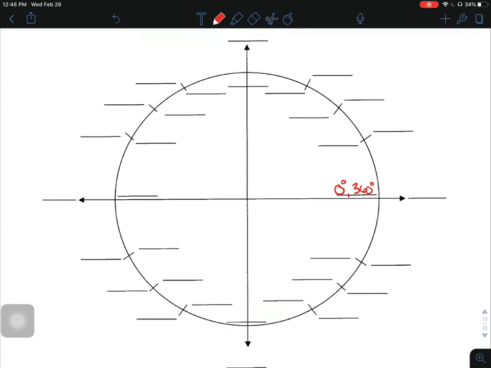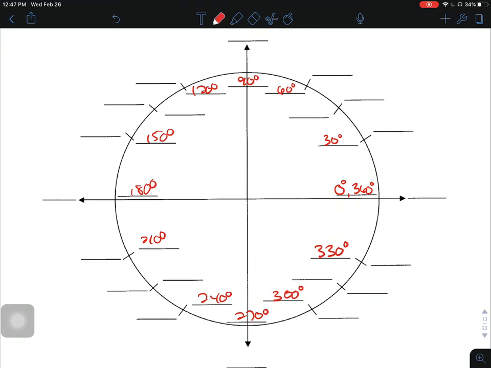If we count by 30s, we're going to have 30 degrees, 60 degrees, 90 degrees, 120 degrees, 150, 180, 210, sorry, I threw a 45 in there, and then 240 degrees, 270, I'm just adding 30 each time, 300, 330, and then back to the beginning, which is 360.